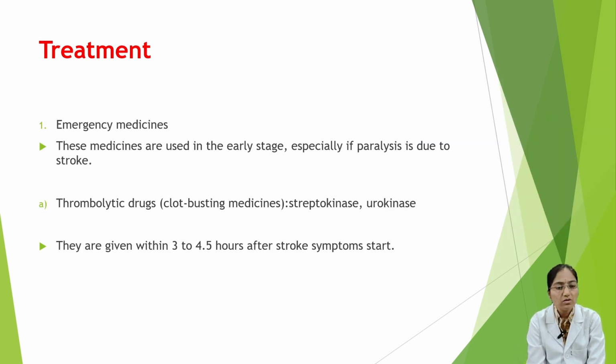Next, the main important part of this topic is treatment. We'll see first the emergency medicines. These medicines are used in the early stage, especially if paralysis is due to stroke. That is thrombolytic drugs, the clot-busting medicines, streptokinase and urokinase. They are given within 3 to 4.5 hours after stroke symptoms start.